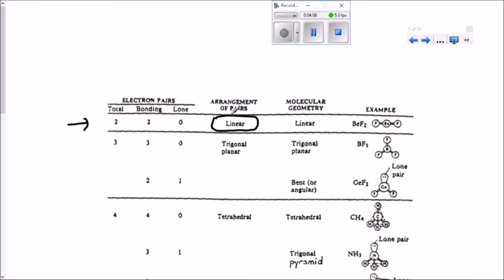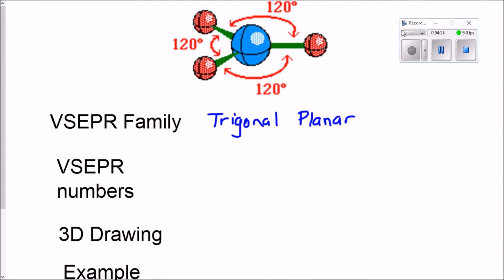The next family that we're going to talk about is called the trigonal planar shape, and that's when you have 3 things bonded to it. For example, you can see BF3 here, and it fits on a plane, hence the name trigonal planar, so it would fit on a piece of paper. The trigonal planar shape actually looks like this.